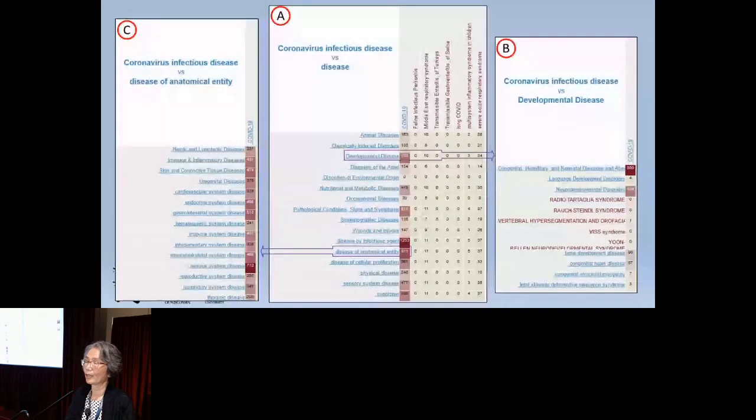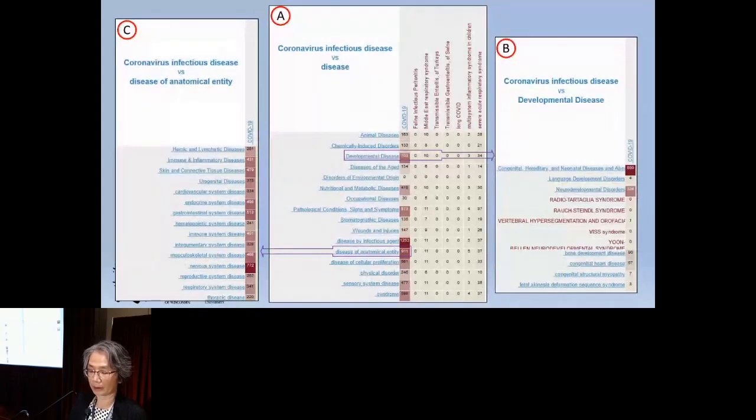COVID-19 disease genes not only associate with COVID-19, they also associate with other diseases. So in panel A, we break down this associated disease into high-level disease terms. Based on the number of associated genes, you can look at the breakdown of the disease categories. Panel B is the breakdown of developmental disease, and C is the breakdown of disease of anatomical entity.